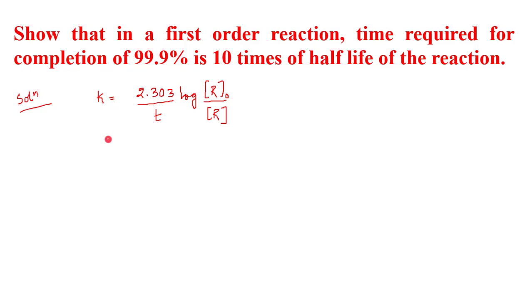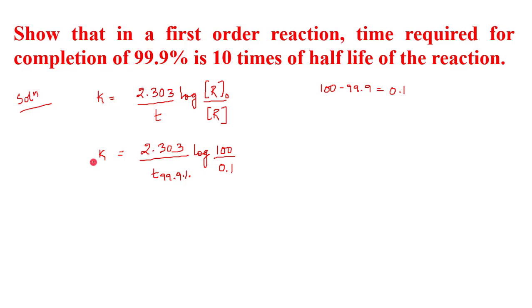So here, when it is given the time required for T 99.9%, I'll substitute here 2.303 divided by T 99.9%. R naught will be 100, the initial concentration we take as 100, divided by how much is left? 99.9% of the reaction has completed, so 100 minus 99.9, you will be left with 0.1, right? So here it will be 0.1. Now k is equal to this relationship you will get.